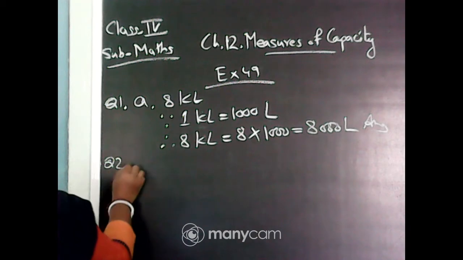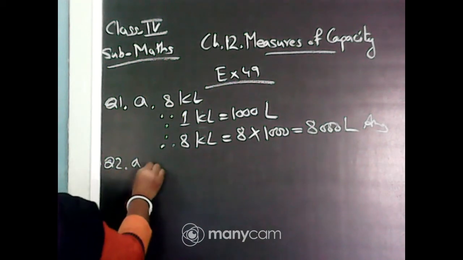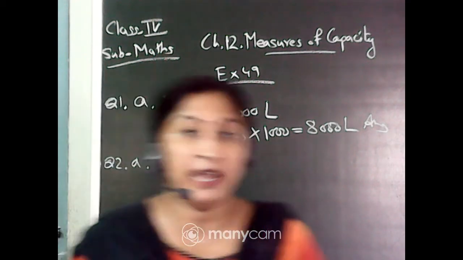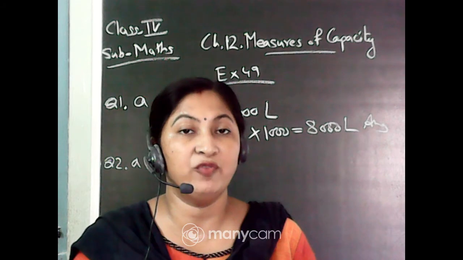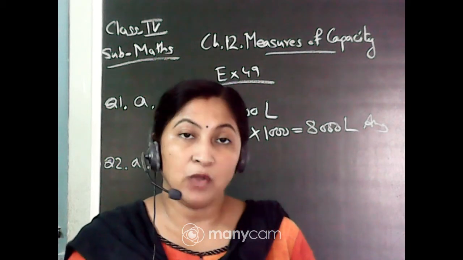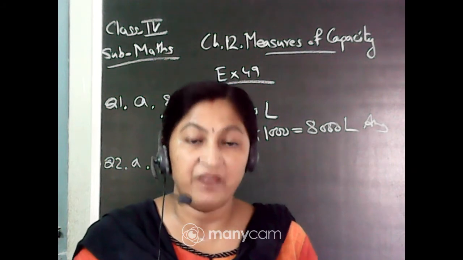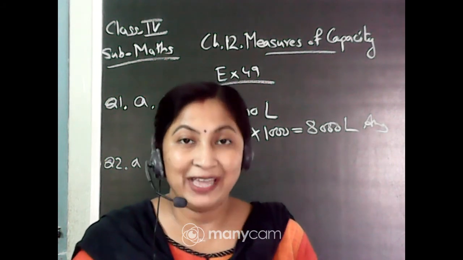Come to question number 2. A. Convert each of the following into liters. Now here 2 units are given. One is kiloliter and one is liter. 2 units are given. You have to convert in liters. Okay. So as usual, only you will change the kiloliter and the liter which is given. Just you will add with that changed liters.